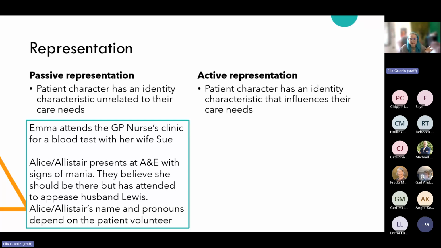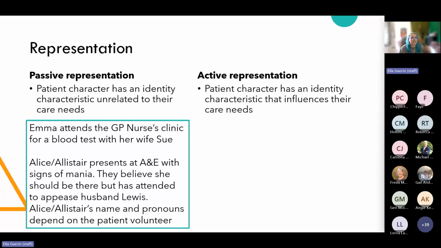So we have Alice Alistair, and they come into A&E with signs of mania, and that's the focus. That's what we want the students to be picking up on. And she has very limited insight into her health, so has actually been brought in by her husband, Lewis.